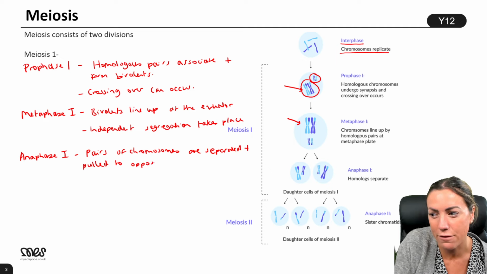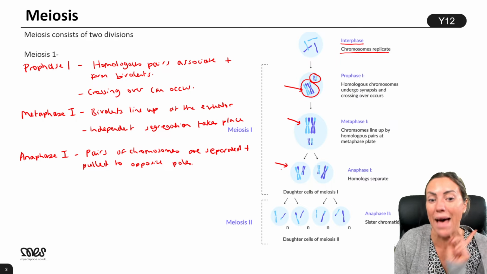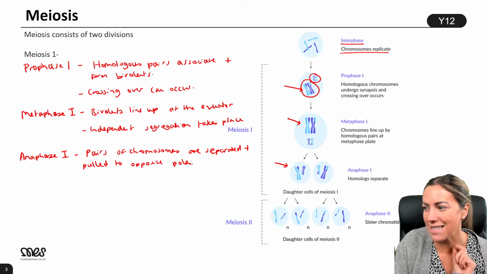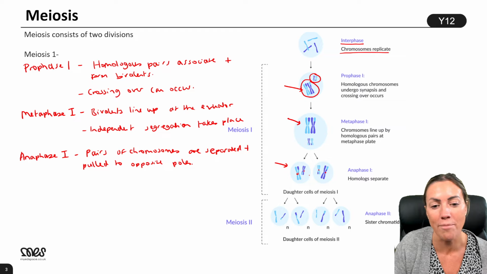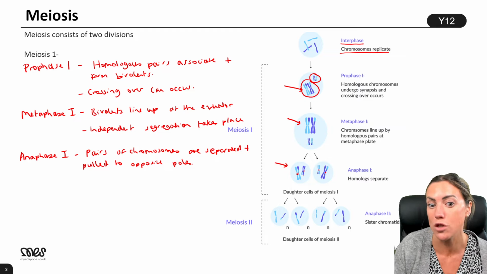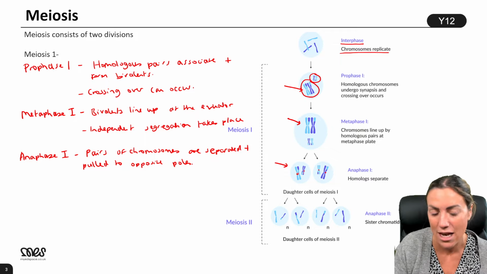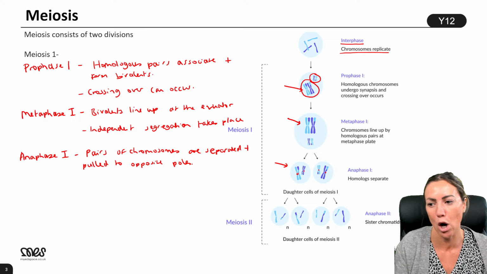Again, it uses the spindle fibers, but if you have a look at the result, we have separated the pairs of chromosomes. So the centromeres have not split in anaphase 1. The centromeres are still intact and each chromosome still consists of 2 sister chromatids held by that centromere. We have not separated the sister chromatids, we have just separated the homologous pairs. So one from each pair will be pulled to an opposite pole.